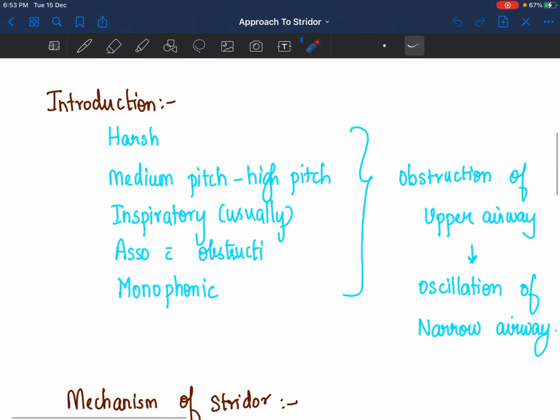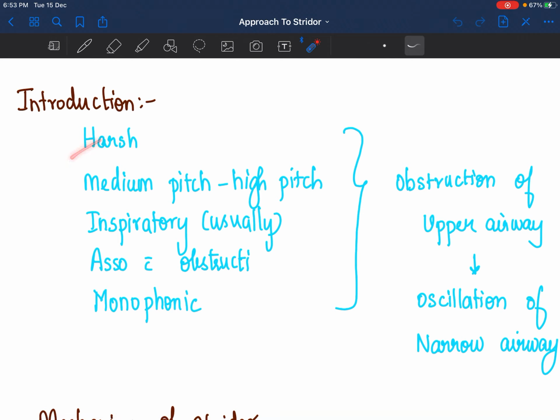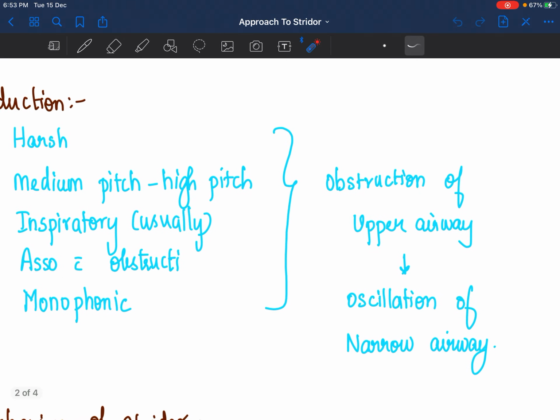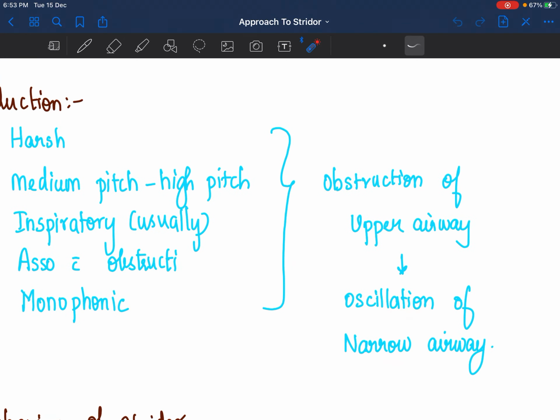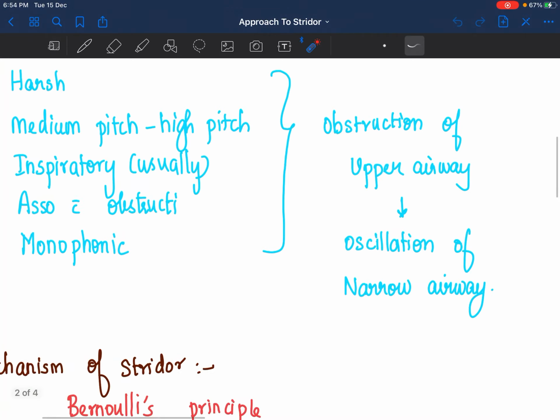So what is stridor? Stridor is a harsh, usually high-pitched sound, usually inspiratory sound, and this is due to an obstruction of the upper airway. This is a monophonic sound. I'll repeat it again. This is a harsh, high-pitched, usually inspiratory, monophonic sound secondary to obstruction of upper airway. This obstruction results in oscillation of the narrowed airway, causing the sound that you know as stridor. How do you differentiate it from a wheeze? Wheeze is generally polyphonic and it is secondary to obstruction of lower airways. It's not upper airway, it is lower airways.